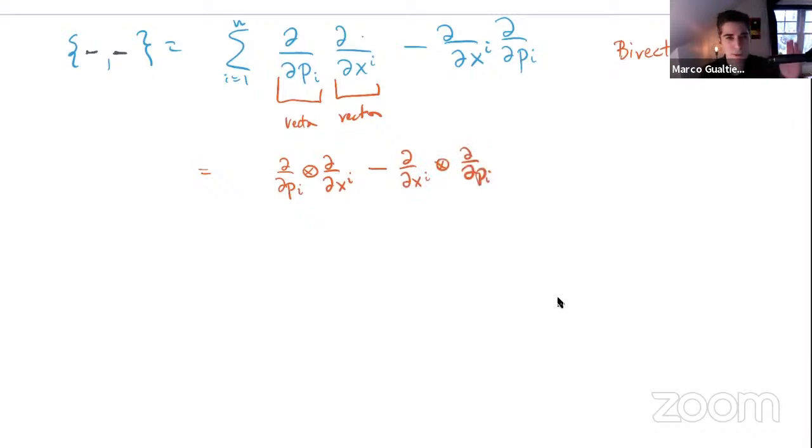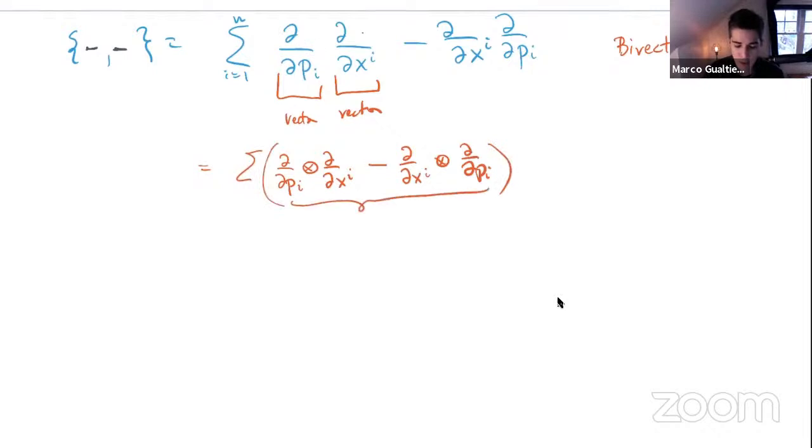We're going to talk a lot about tensor products later, but basically tensor product means you don't do anything. You don't compose them. It's a formal putting one next to the other. That's why it's called a bivector. There's a shorthand notation for this skew-symmetric tensor product. It's d by d pi wedge product, instead of tensor product, wedge product d by d xi, and we take a sum from i equals 1 to n. So there are many different ways of thinking of this Poisson bracket.